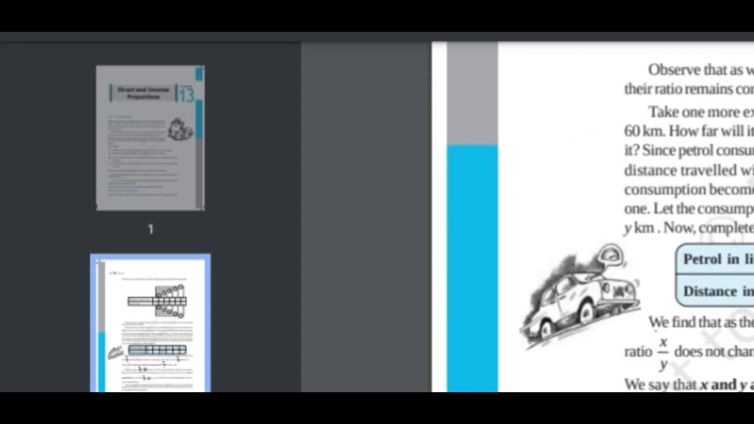So this is how you can do the direct proportions. If you're going to increase the numbers, increase the weight, increase the kg, price will also increase. Same as it is, look here. In the petrol in the liters and the distance in the kilometer. Can you do this?